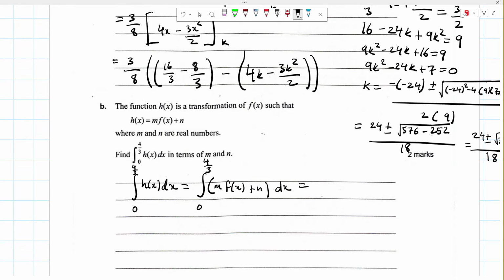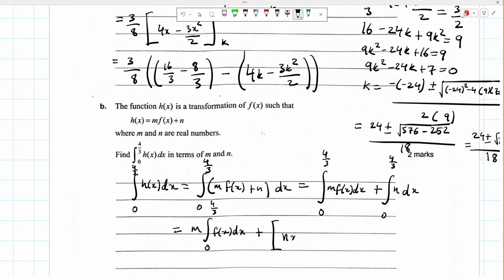Now we can actually apply this to each term in this function individually. So integral from 0 to 4 over 3 m times f of x dx plus integral from 0 to 4 over 3 n dx. Now m is a constant number, right? So we can take that out of that integral. And then the integral or antiderivative of n dx, so with respect to x, is just nx.